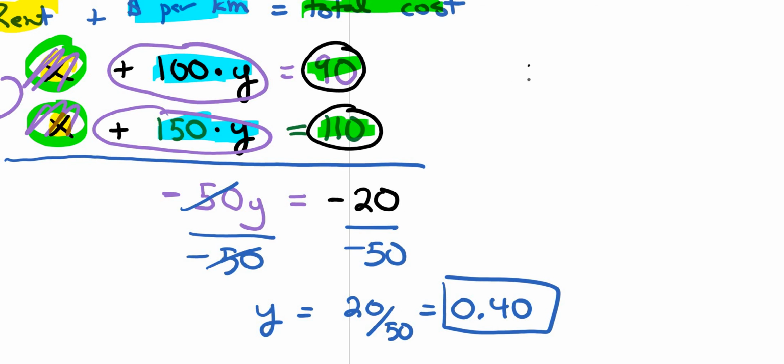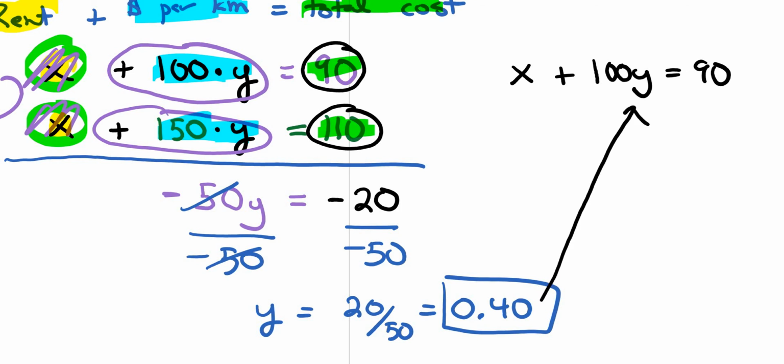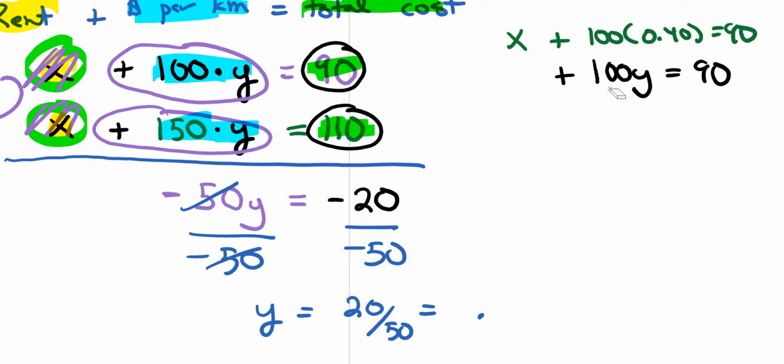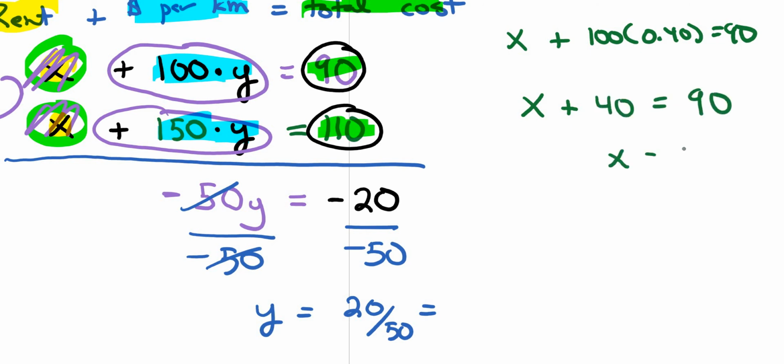Now if I rewrite the first equation, it was x plus 100y equals 90. We know that y is going to be 40 cents. So if I rewrite this, it'll be x plus 100 times 40 cents equals 90. And then we just solve for x. So I have x here plus, now 100 times 40 cents is going to be 40. And that would be 90 on the right-hand side. So 90 minus, if I bring that positive 40 over, that becomes 50.